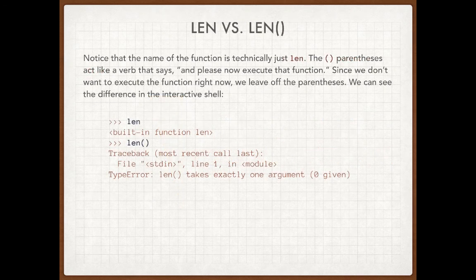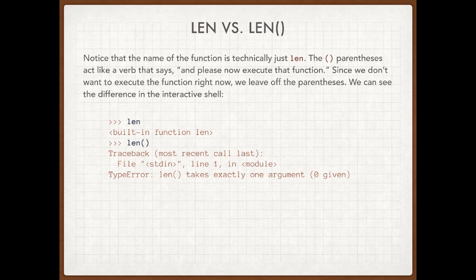Now, the reason that I can do this is because the name of the function here is technically just len. And I know I told you earlier that when I write down the name of a function, I always put the parentheses at the end of the name of the function. Now, if I'm writing some documentation or a comment, or doing a little tutorial here, I always put those parentheses on here. But now let's be a little more precise about this.